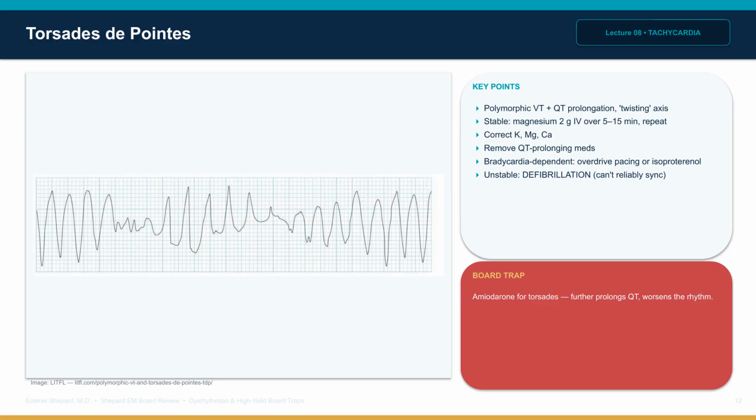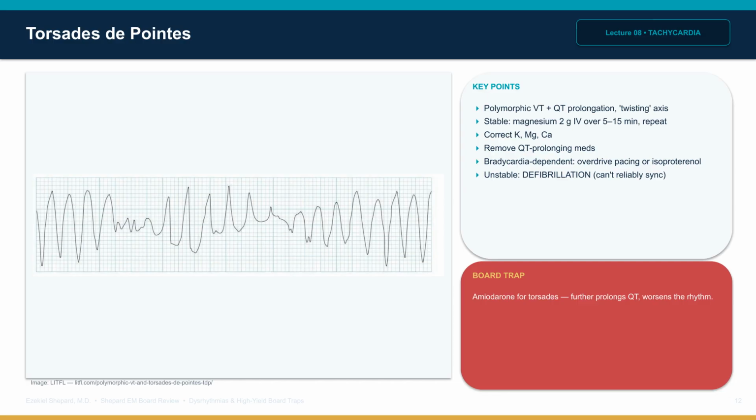Torsades is polymorphic VT from QT prolongation. The ECG shows a twisting QRS axis. Stable patients: magnesium sulfate 2 grams intravenously over 5 to 15 minutes. Repeat as needed. Correct hypokalemia and hypomagnesemia. Stop QT prolonging medications. Overdrive pacing or isoproterenol helps bradycardia-dependent cases. Unstable polymorphic VT gets defibrillation, not synchronized cardioversion. The rhythm is too irregular to synchronize. The board trap: amiodarone further prolongs the QT and worsens torsades.